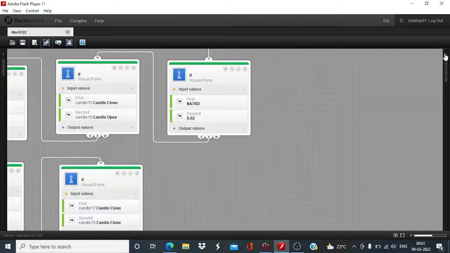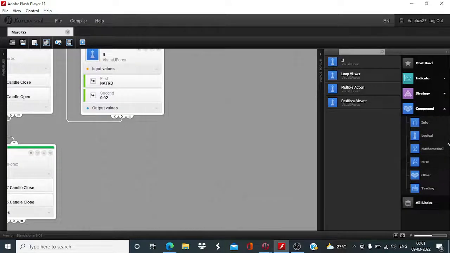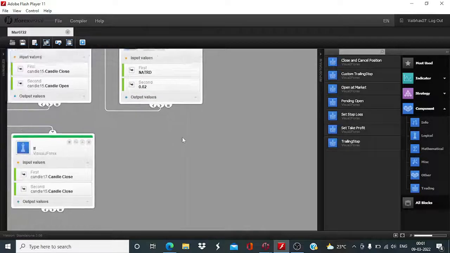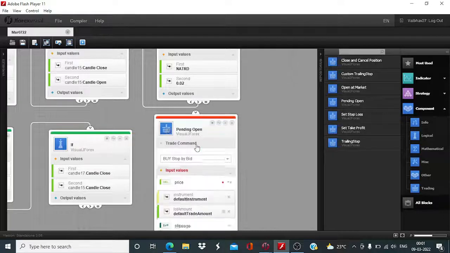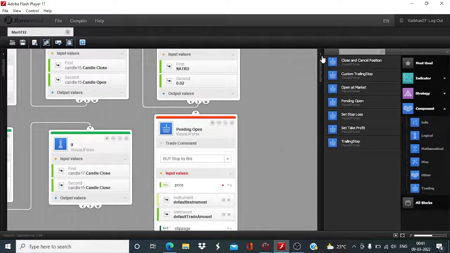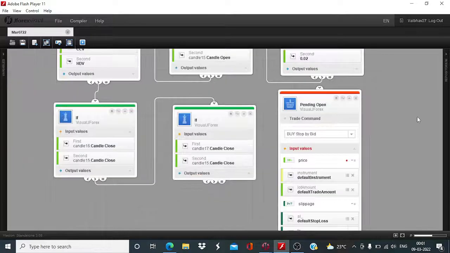Now all we need is to bring in the trade command block. And for that, we will take the trading component. Now there are two ways to define it. You can go for a market open or you can go for a pending order. And I think we should go with the pending open. And for that, we will have to do some additional work.